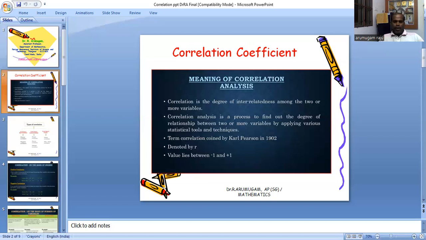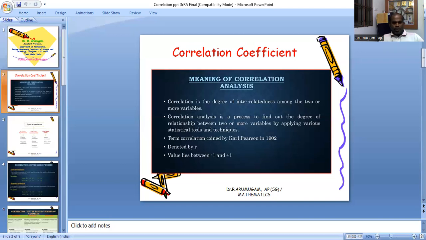Suppose here you have to plot the x and y on the graph sheet. Suppose if we get a straight line, it means the given correlation is said to be linear, otherwise non-linear, right? Here we have some examples for the positive, negative, and so on.